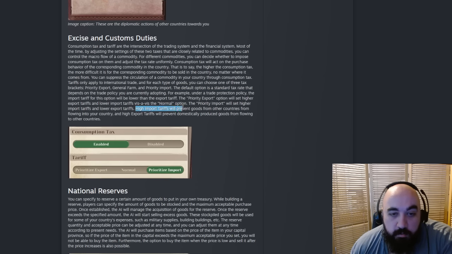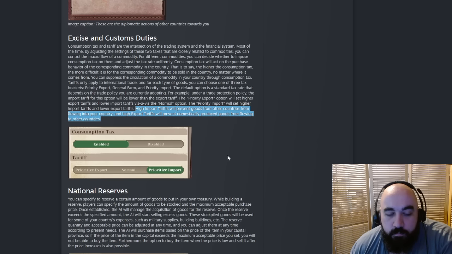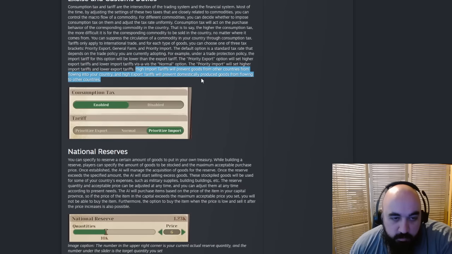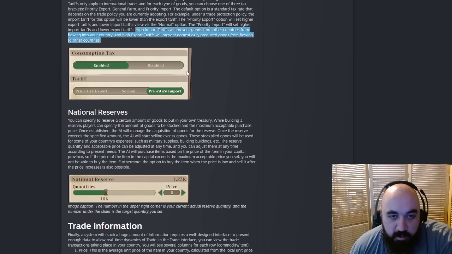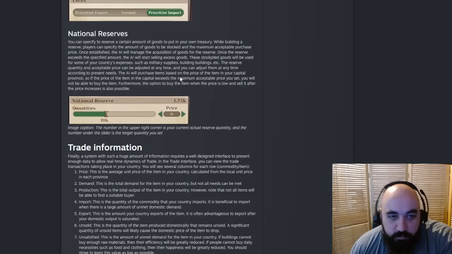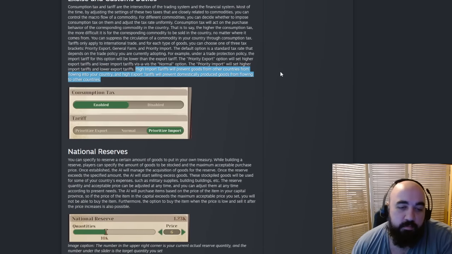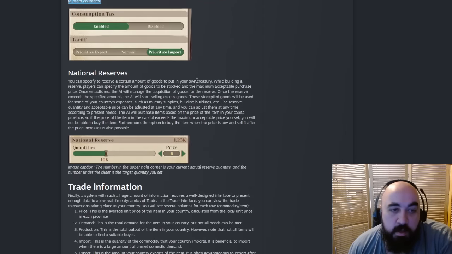High import tariffs will prevent goods from other countries from flowing into your country, and high export tariffs will prevent domestically produced goods from flowing to other countries. Okay, that makes sense, I think. I'm not sure if they misworded something. I'm a little suspicious now in general, but okay. We get the idea. You can prioritize import, export, etc.